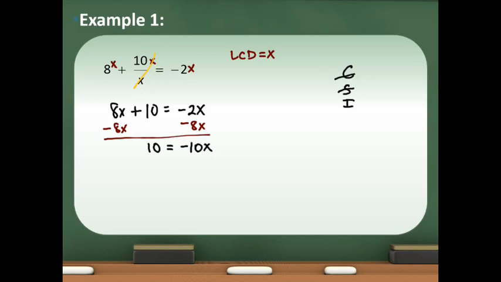And divide each side by negative 10, we're going to get negative 1. All right, let's look at another one.